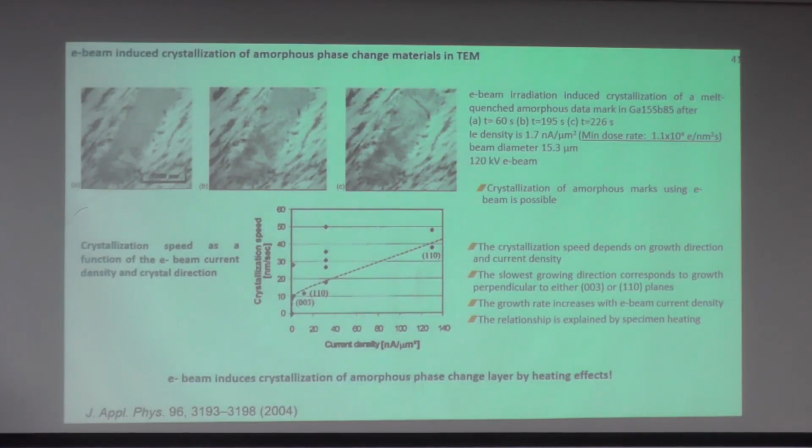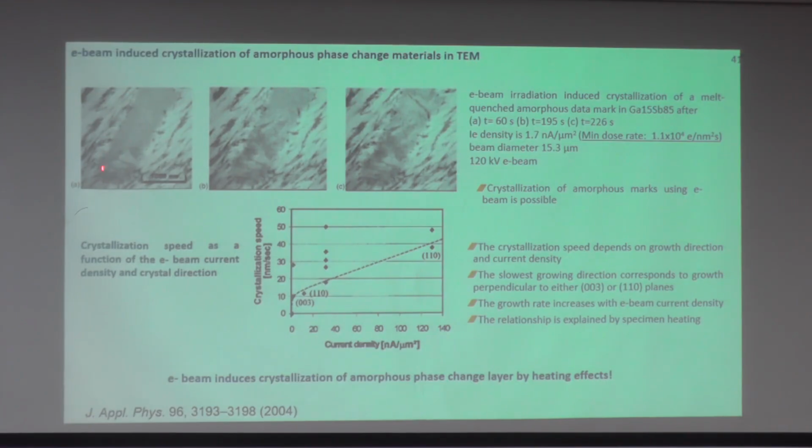So now let us look at some data of electron beam interaction with the specimen. By electron beam, it's possible to induce crystallization of amorphous phase change materials. Here we can see the Blu-ray, this is the optical material, and here we see the crystalline phase of the germanium antimony material.